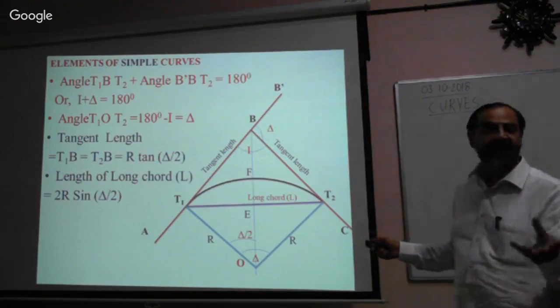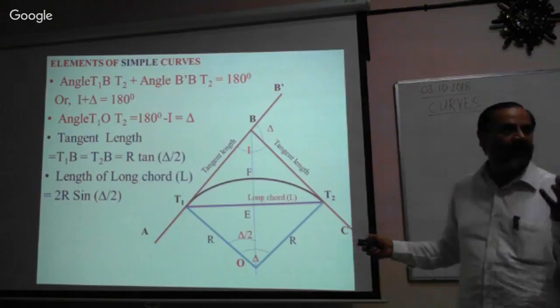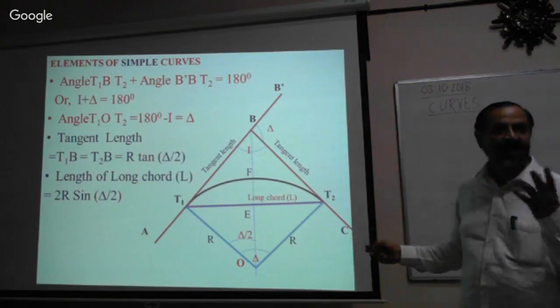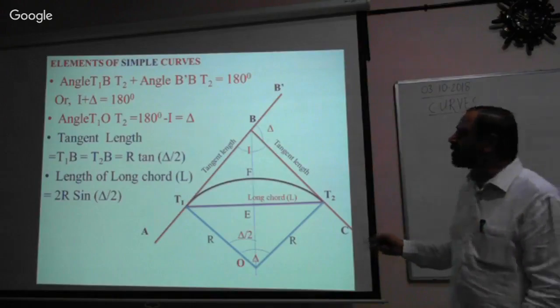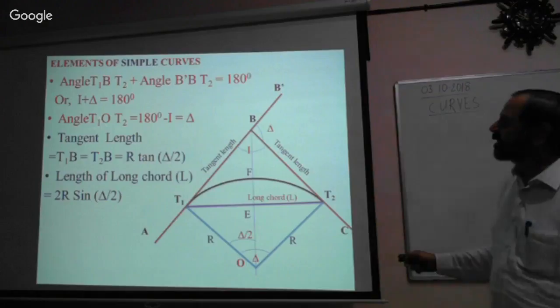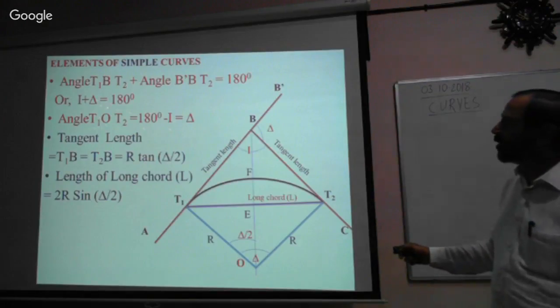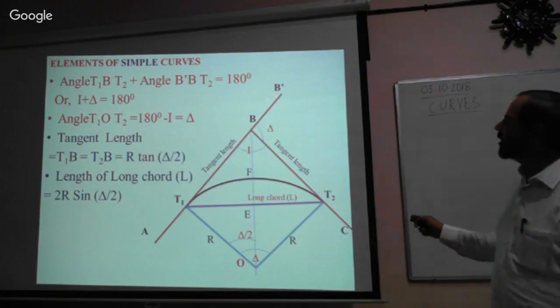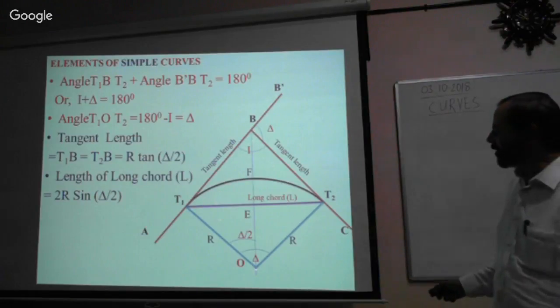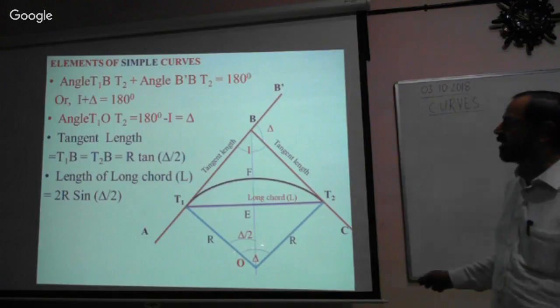I think it is not necessary to study this in depth. Once you draw the diagram, straight away we can understand it. So this is one element. And the second one, see, angle T1 O T2 is the central angle. It is delta.